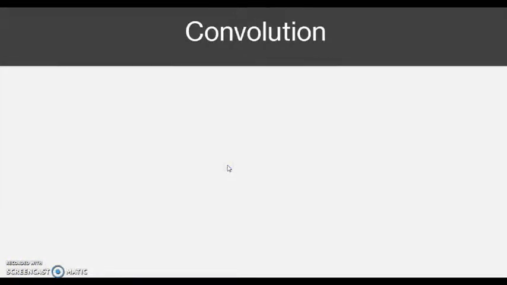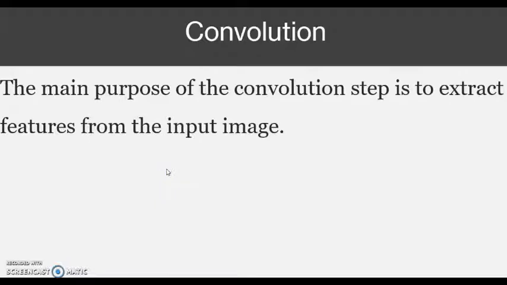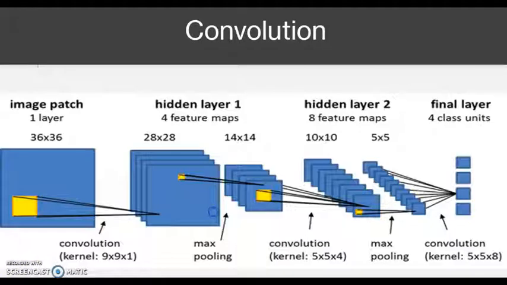The first stage in the hidden layers is the convolution. The main purpose of the convolution step is to extract the features from an input image. So the convolutional layer is always the first step in the CNN. So this is the picture for the convolutional stage or layers. We have here the image with the size 36 by 36.